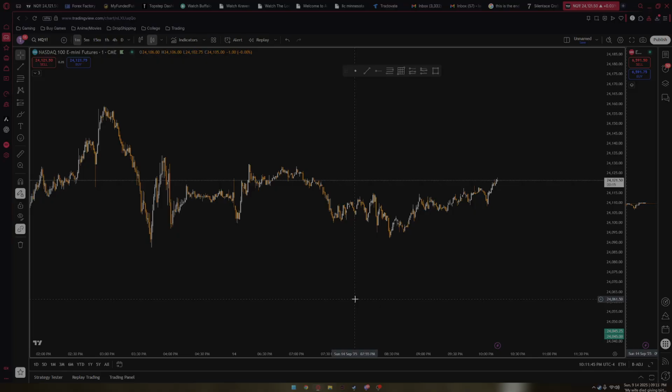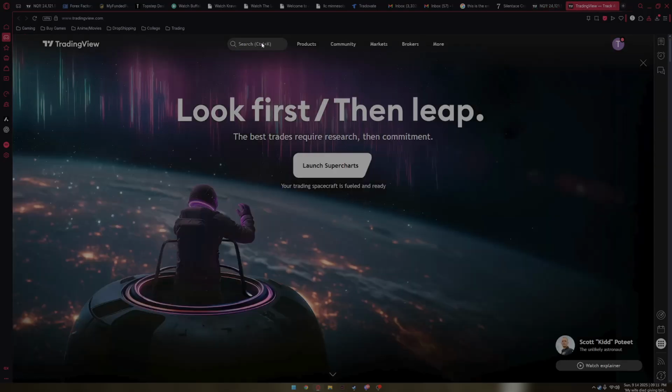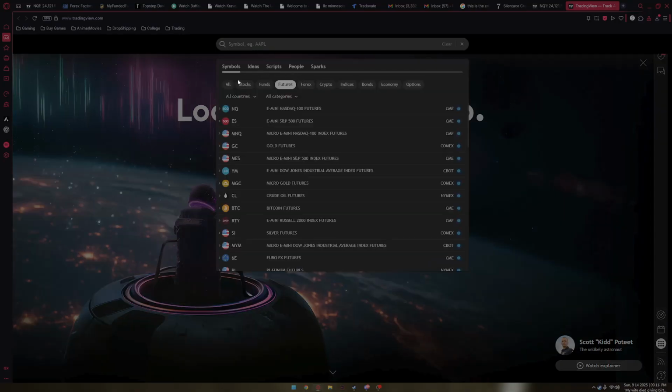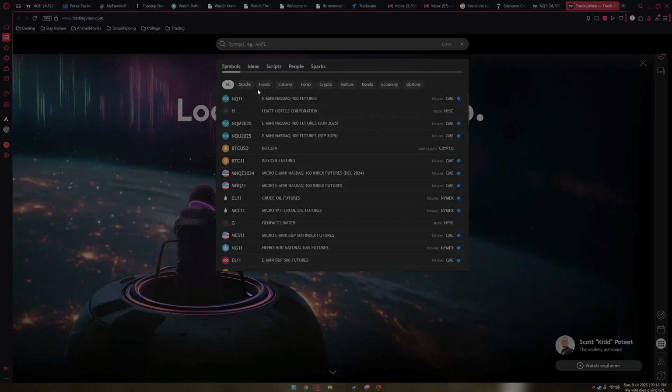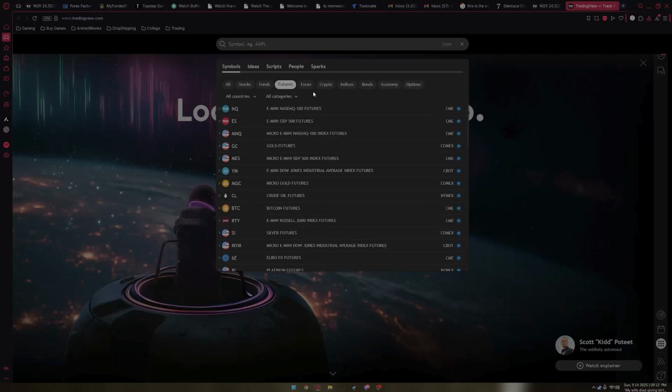Hold on. I just got to markets. So I'm on Trading View. I clicked on markets, future or something. So instead of clicking on markets, just click on the search bar here. And then there's these little tabs up there. You click on the futures. I think you might be on all here. So just click on futures, and then the first one right here should be Nasdaq 100 futures, and then just click on launch chart.